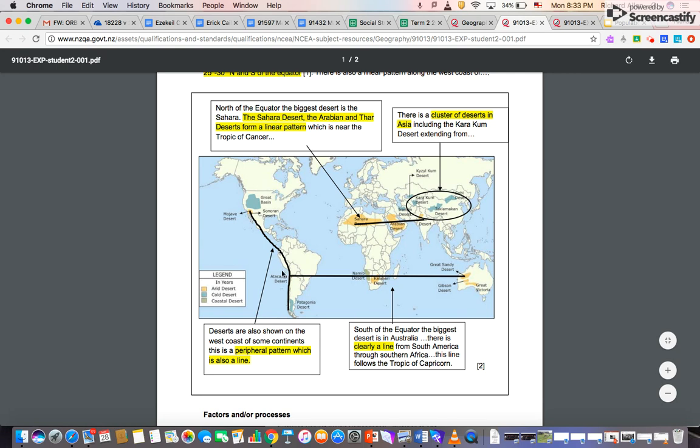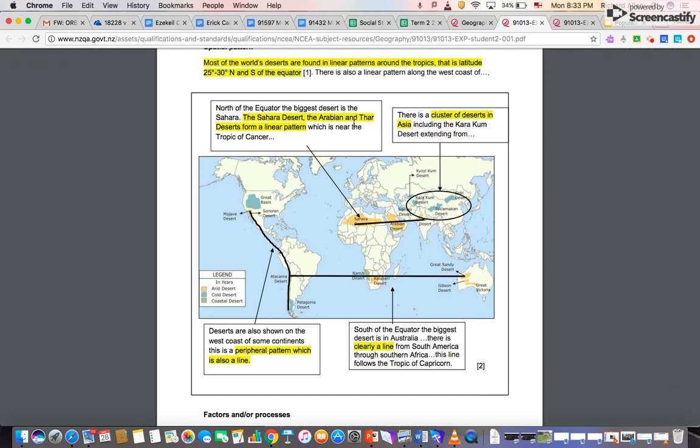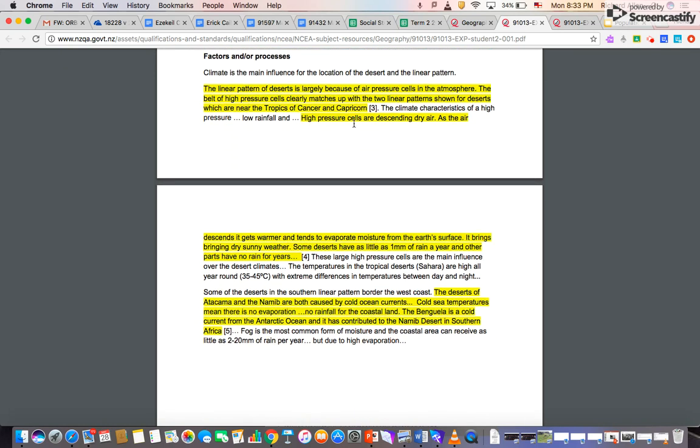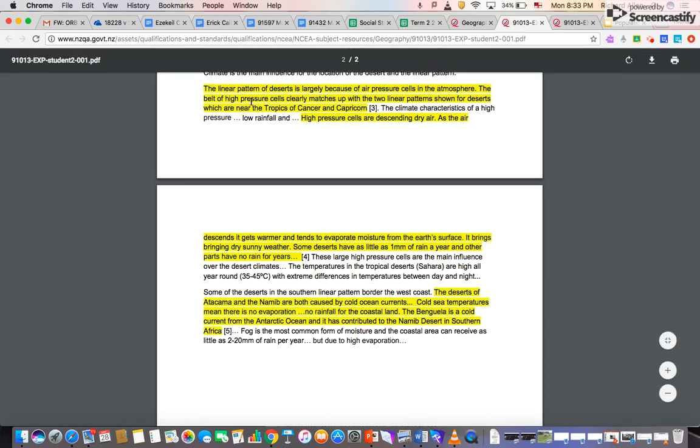You must name places, and you must also state the geographic spatial pattern: clustered, linear, dispersed. You have to use those terms when you're describing a pattern. The next thing is you have to say the factors and processes. So here's the high merit. You can see the linear pattern of deserts is largely because of... So this way here, they've said the linear pattern of deserts. They'll refer to why that pattern, and then they started to explain it.